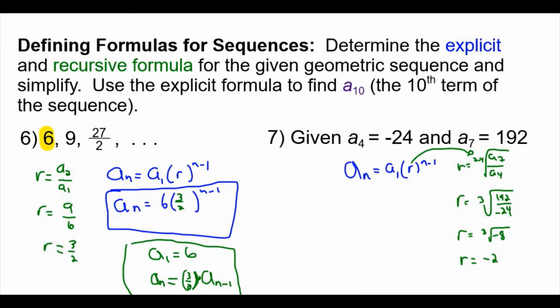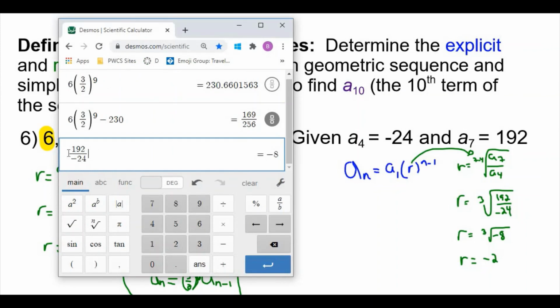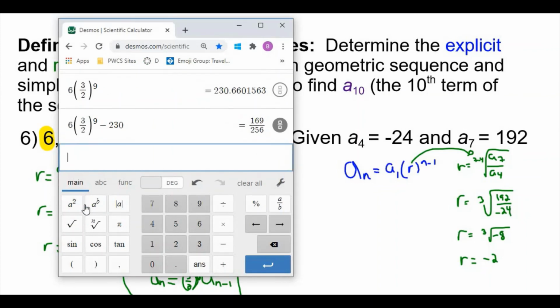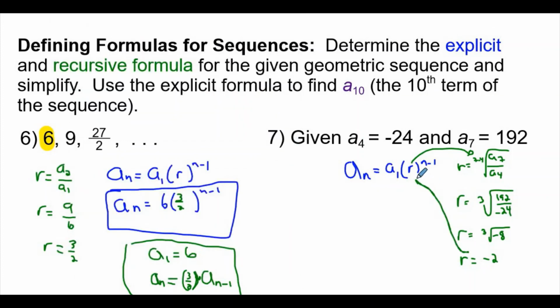So if you needed to do that, you'd come here. If you really wanted to know what it was, you'd say cube root of -8. If you don't trust your memory, then sure enough, it is -2. So now we can put that back into the equation. The equation is now going to give us an is equal to a1, and I now have this little piece of information, right? I have -2.